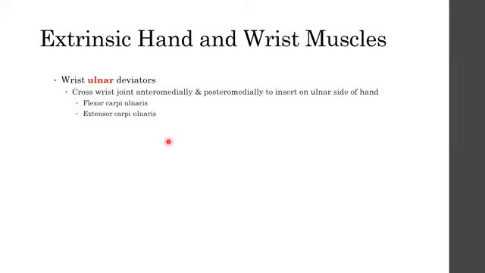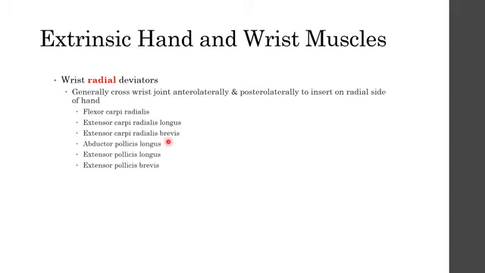For our wrist ulnar deviators, these will be the muscles that run on the ulnar side. If they run on the ulnar side, you know that they will attach somewhere around this region, right? On the ulnar side, ulnar deviation. So it'll be our flexor carpi ulnaris and our extensor carpi ulnaris. Same thing with our radial deviators.